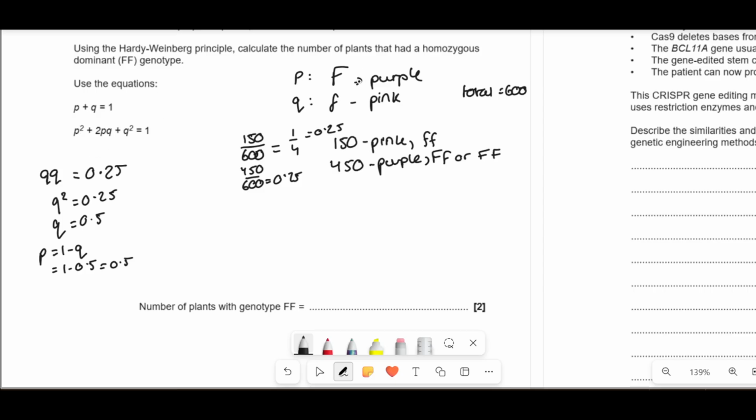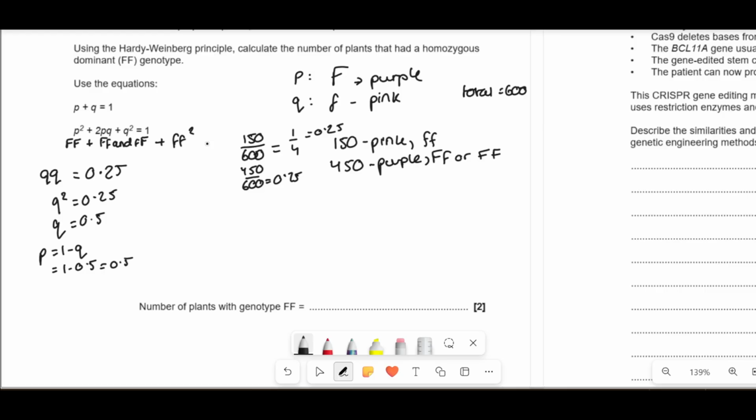So if we look at p squared, that is the same as saying FF, plus 2pq would be big F, little f, and little f, big F. Can you see those are the exact same? That's where that 2 comes from. And then the q squared is little f, little f.